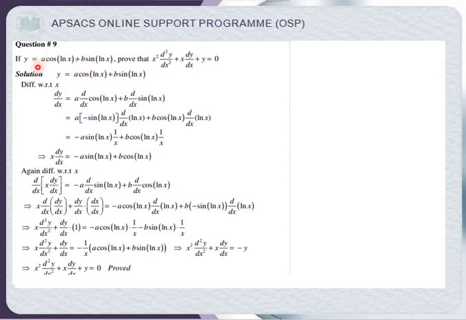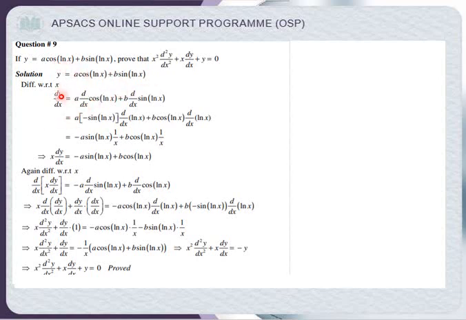Okay, now question number 9. If y is equal to a cos of ln x plus b sin ln x, prove that x squared times the second derivative of y, plus x times the first derivative, plus y is equal to 0. But you need to prove this. Okay, what is the function? y is equal to a cos ln x plus b sin ln x.